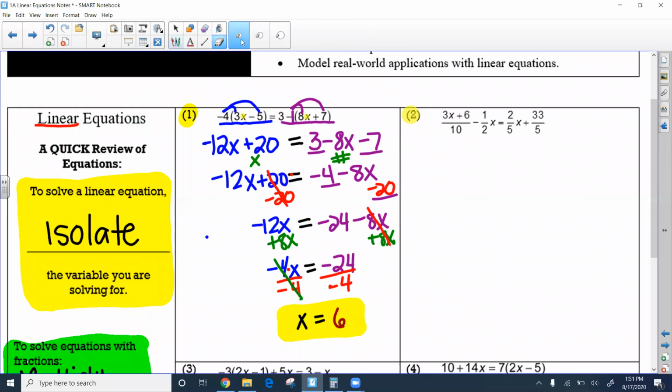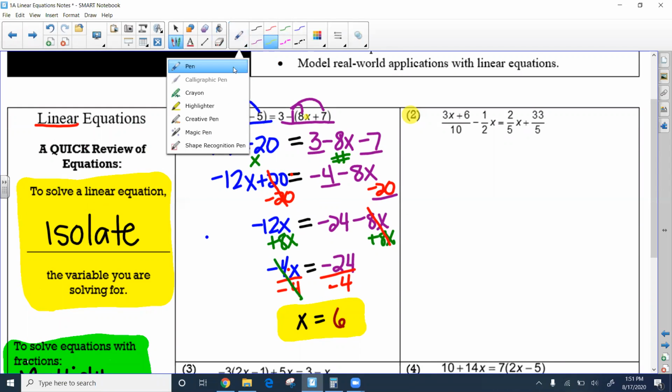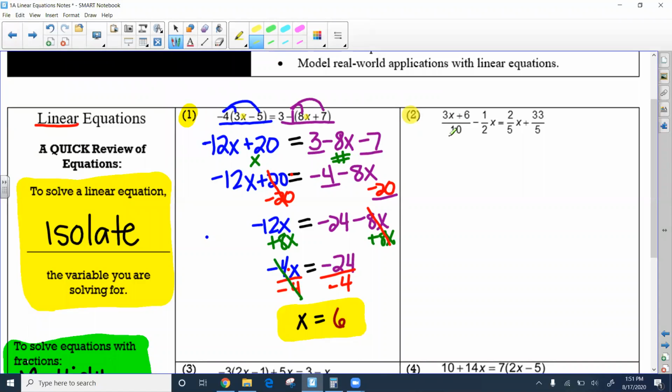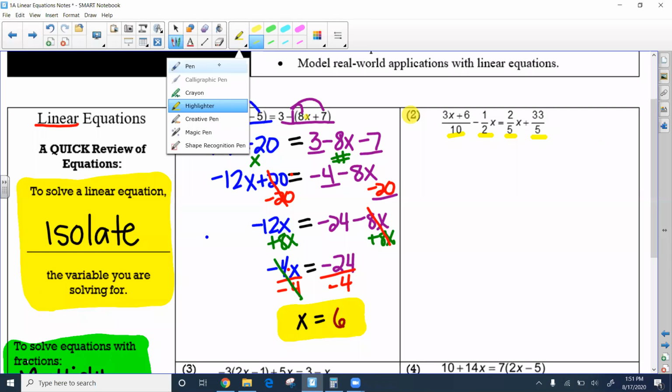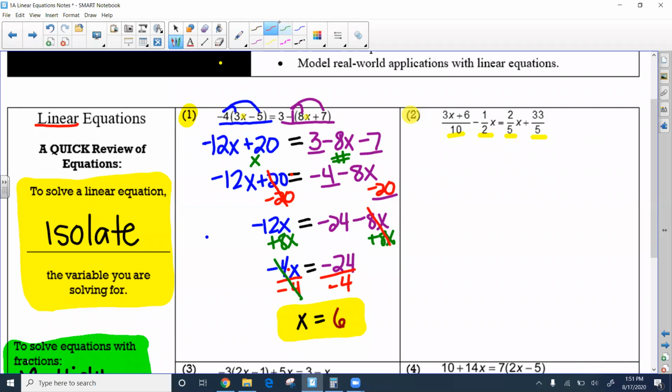The denominators we have in this problem are 10, 2, 5, and 5. Some of you might be able to look at those numbers and just figure out in your head what the common denominator is going to be. But we're going to go through the process of finding the common denominator because we'll need to know the steps for when our common denominators aren't necessarily numbers, when they might have variables.